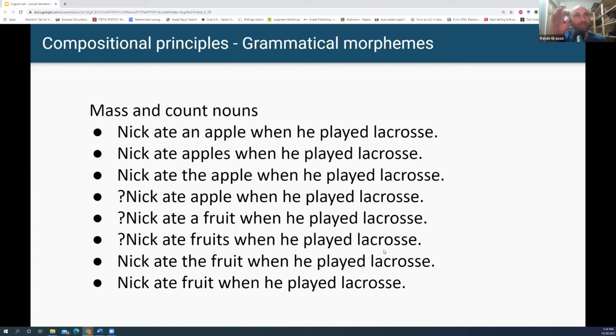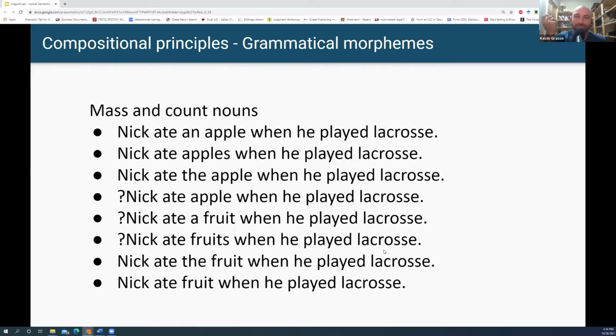So in linguistics, if you haven't seen this before, the little question mark at the beginning is like, well, maybe you could think of a context that would be okay, but probably not. Or you can put an asterisk, which just says that's grammatically bad. Sometimes a hashtag as well. Nick ate a fruit when he played lacrosse.